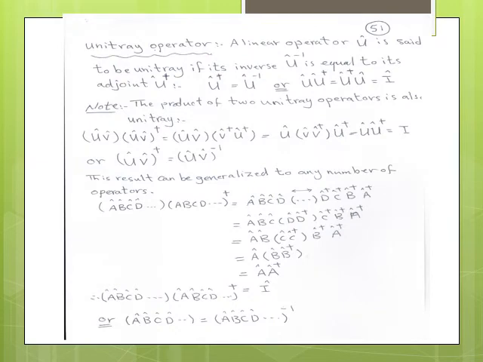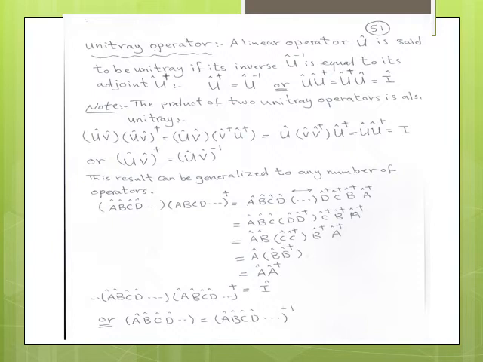Unitary operator طبعا عرفنا سابقا unitary operator. A linear operator is said to be unitary if its inverse U minus 1 is equal to its adjoint U dagger، يعني إذا حقق U dagger يساوي U minus 1 بهاي الحالة يقال عليه أنه الـ U هي unitary operator أو بصيغة أخرى U U dagger is equal U dagger U is equal to I.